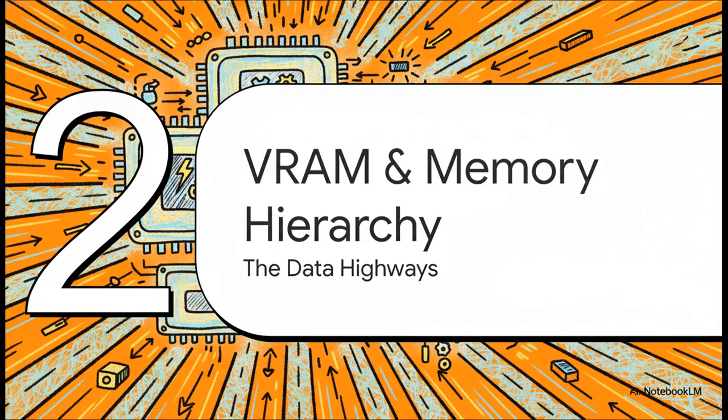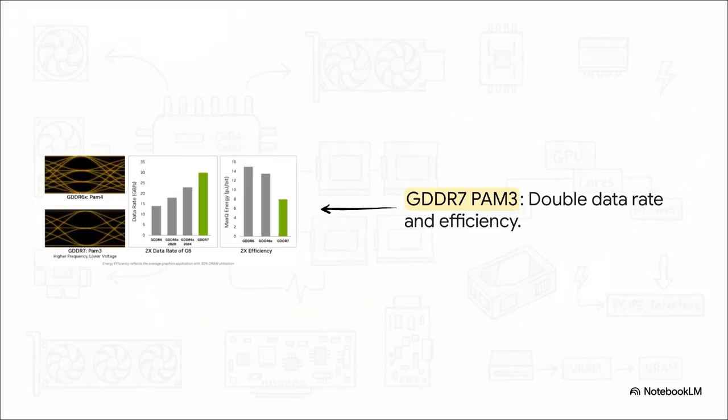Moving right along to Section 2, VRAM and memory hierarchy. Let's talk about the data highways. Now, what's really interesting is how the RTX 5090 actually achieves that blistering 1.792 terabytes per second of bandwidth. It uses brand new GDDR7 memory with something called PAM3 signaling. Now, without getting completely lost in the electrical engineering of it all, PAM3 essentially uses 3 voltage levels to transmit 1.5 bits of data per clock cycle. That's a huge step up. This higher frequency, lower voltage approach gives us literally double the data rate and double the efficiency of older GDDR6 memory.